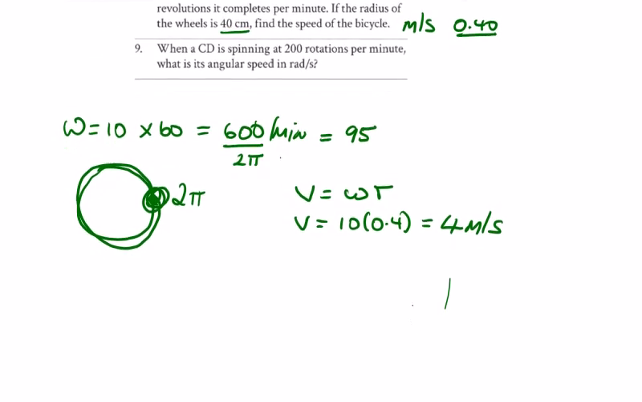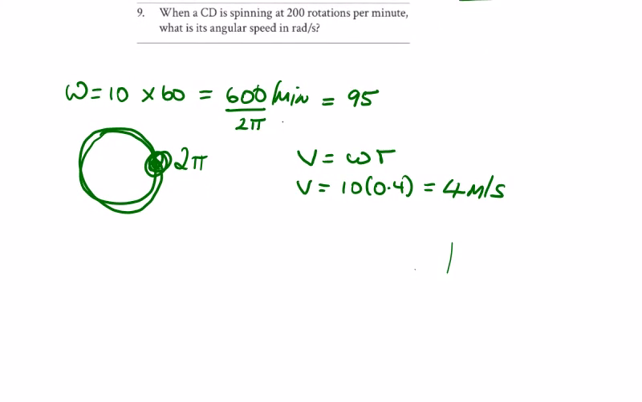And number 9, when a CD is spinning at 200 rotations per minute, what's the angular speed in radians a second? So 200 rotations per minute is 200 times 2π radians per minute. We want the speed in radians per second, so we divide by 60. Straightforward enough for number 9. Doesn't ask for decimals. 20.94 radians in 1 second for number 9.